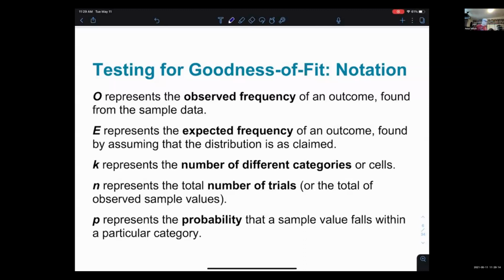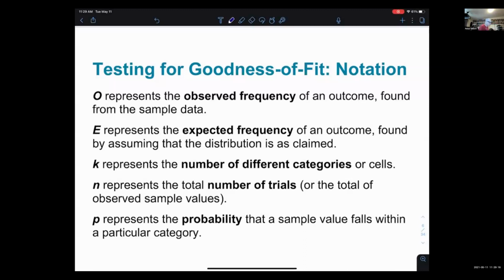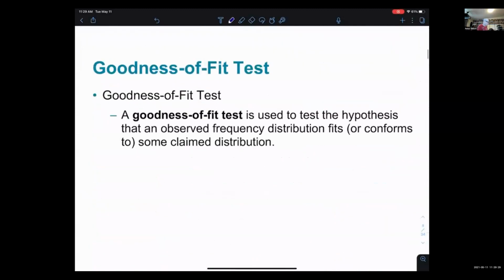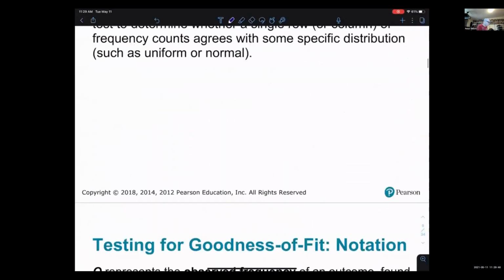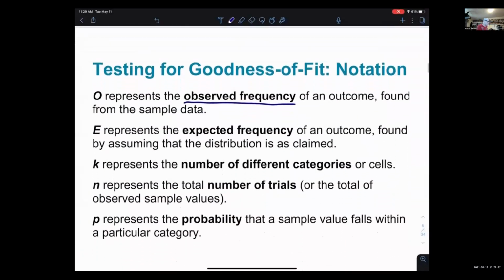So we have O, the observed frequency of an outcome found from the sample data. One particular observed frequency would usually be one of the cells in my little table. So if I go back to my starting table, the 60 or the 125, those are each examples of an O. It's kind of like an x value being a sample value from before. Now an O value is an observed frequency value from a sample.